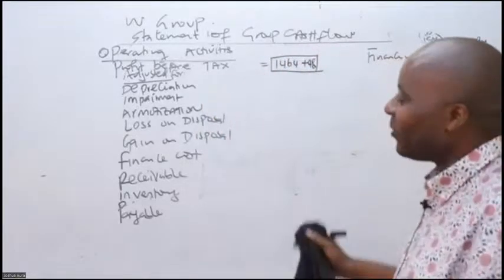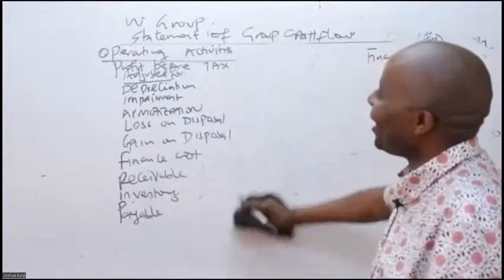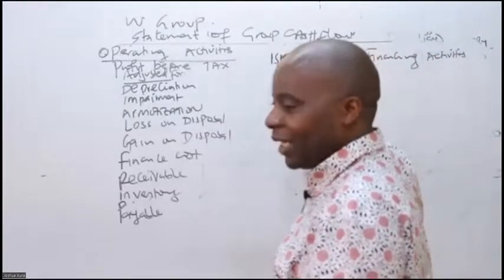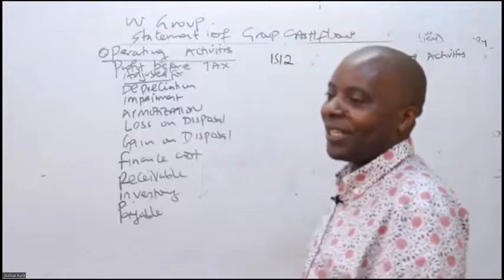Come back, we shall overcome. I'm not worried myself. Why should you be worried? So the profit before tax, I'm being given a figure of 1512.